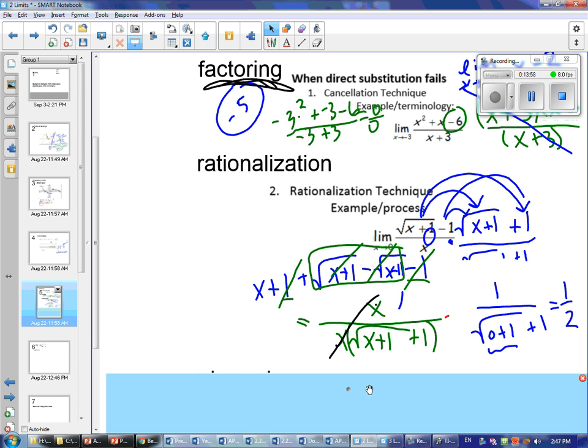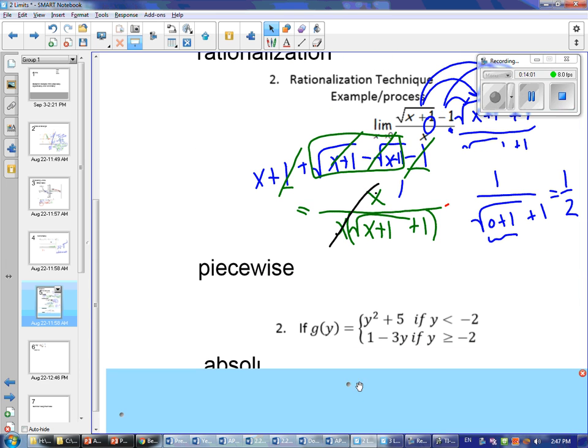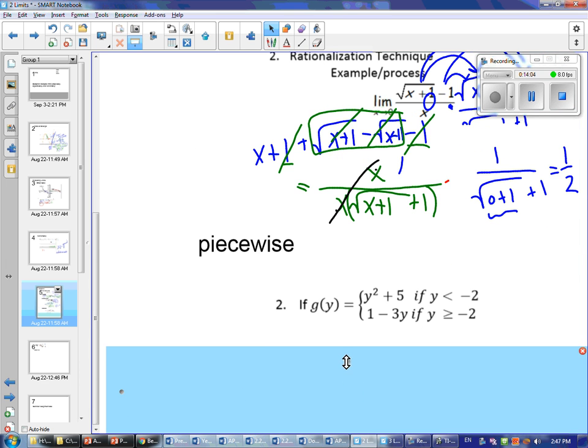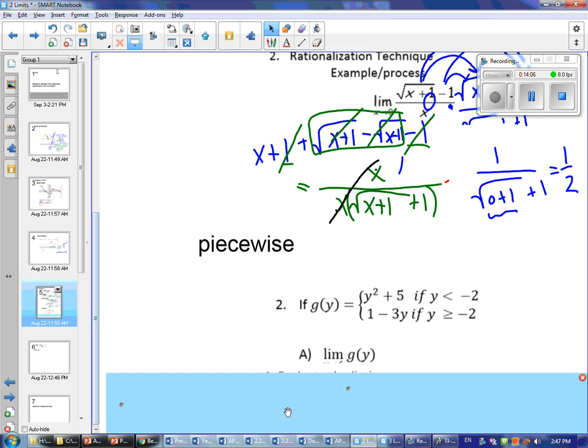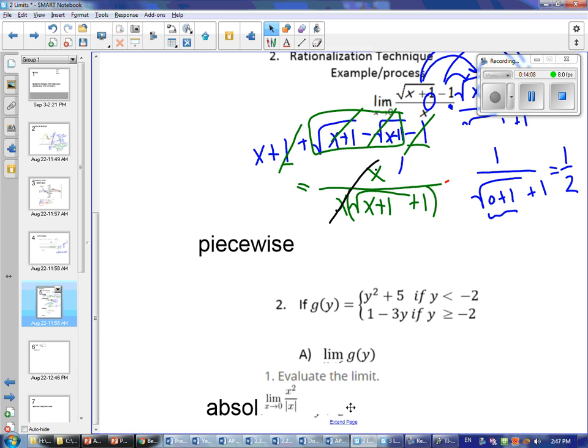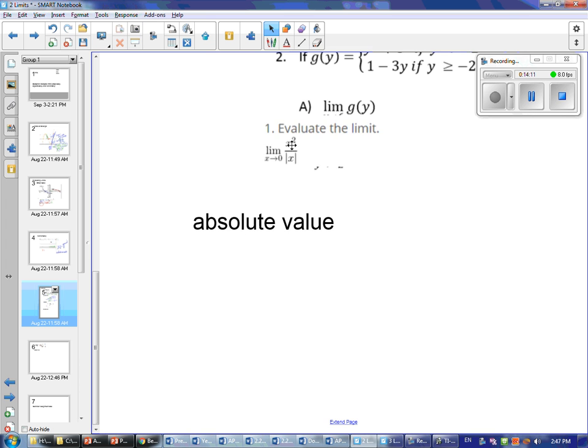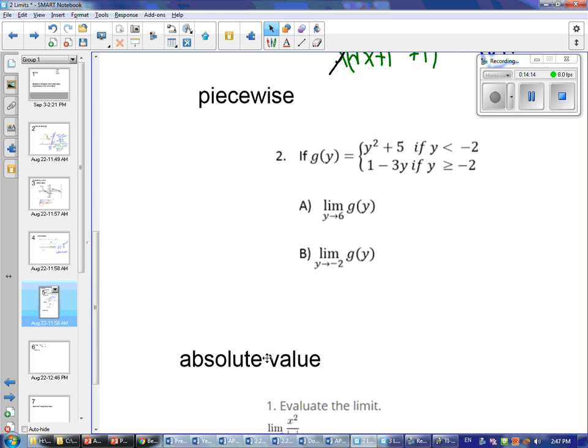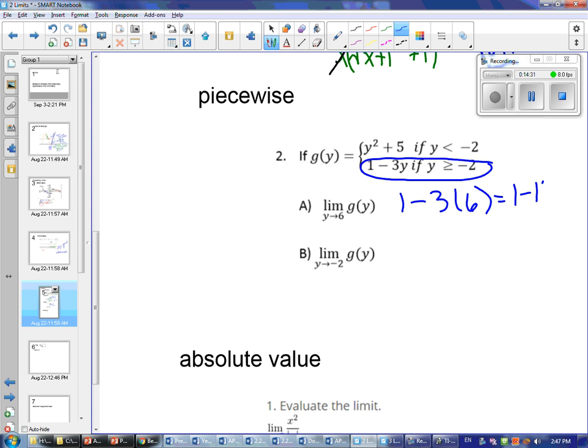The next type of function that I want to look at is a piecewise function. So how do you find the limit of a piecewise function? The first one, A, it says, what's the limit as y approaches 6? Well, 6 is greater than negative 2. So I'm just going to use direct substitution here into this branch. That's not bad at all.